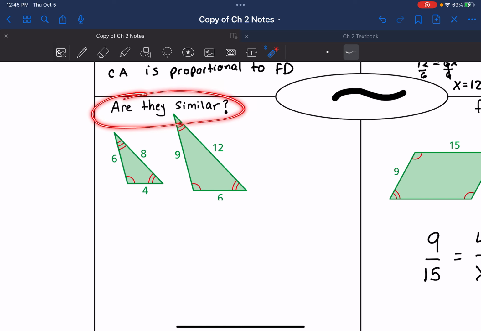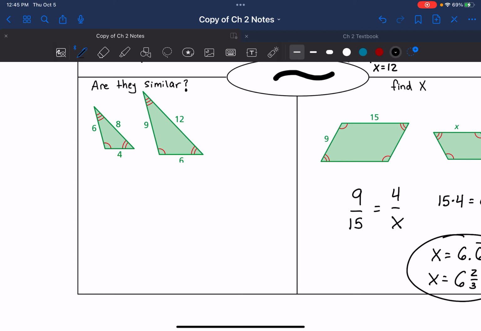Back over here. Are they similar? I'm not missing a side length. Instead, I want to know, are they similar? What I'm asking is, do they form a proportion? So what we're going to do is set up a bunch of proportions and see if they equal the same thing. Okay? I'm going to do corresponding sides to corresponding sides on this one. And what I mean by that is I'm going to say 6 is to 9.